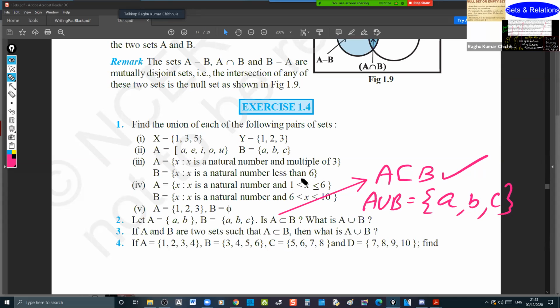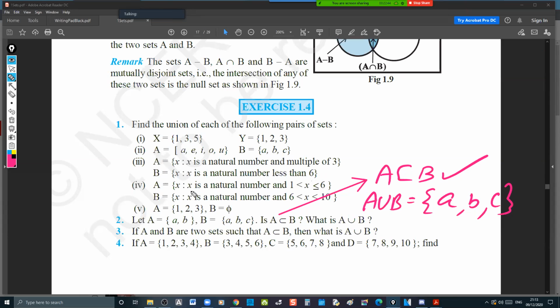That means less than 6 means 1, 2, 3, 4, 5. Yes, sir. And all the multiples of 3 start from 3, 6, 9, 12, 15, and so on. In this set A, what are the other numbers included? 1, 2, 4, 5 included. A union B. Yes, sir.